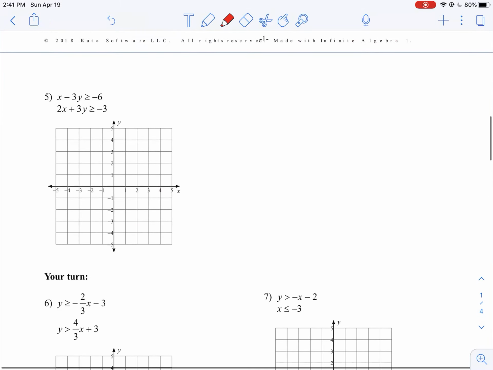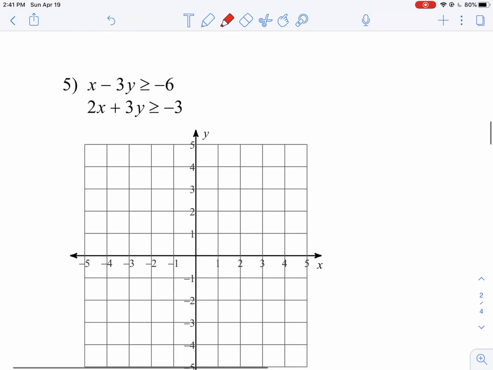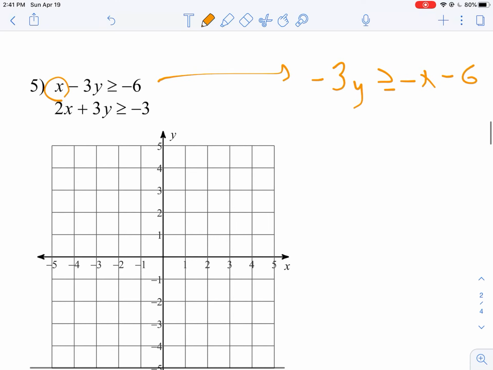All right, last one. Here we go. Reorder. So let me do some more reordering here. I'm going to subtract x from both sides, so I get negative 3y greater than or equal to negative x minus 6. Look what I'm doing here again. I'm dividing by a negative. What do I have to do when I divide by a negative? You have to flip the symbol.